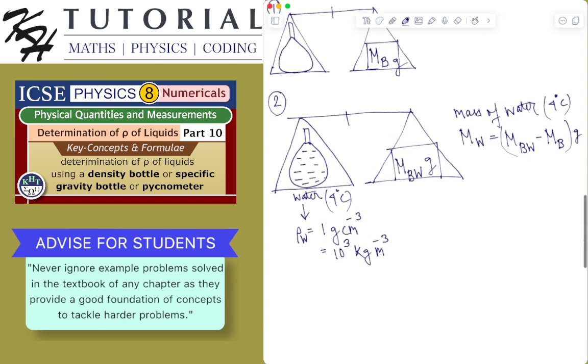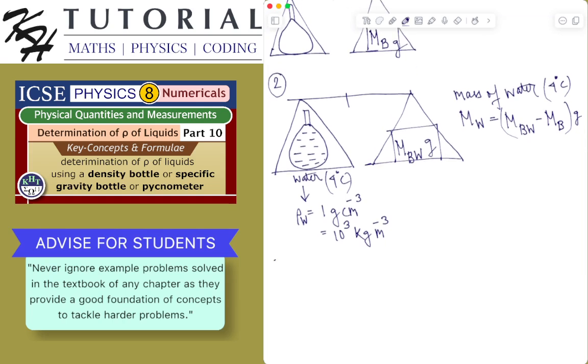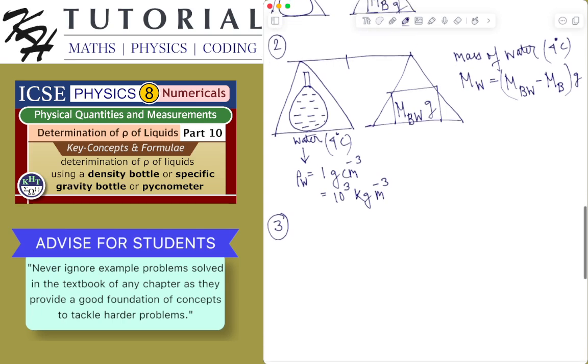Okay, now in step 3, we drain out all the water. We rinse the empty bottle, dry it properly, and then fill the empty bottle with the liquid whose density we are to find. So this is the density bottle again, filled with the liquid whose density we have to find. So this is liquid L.